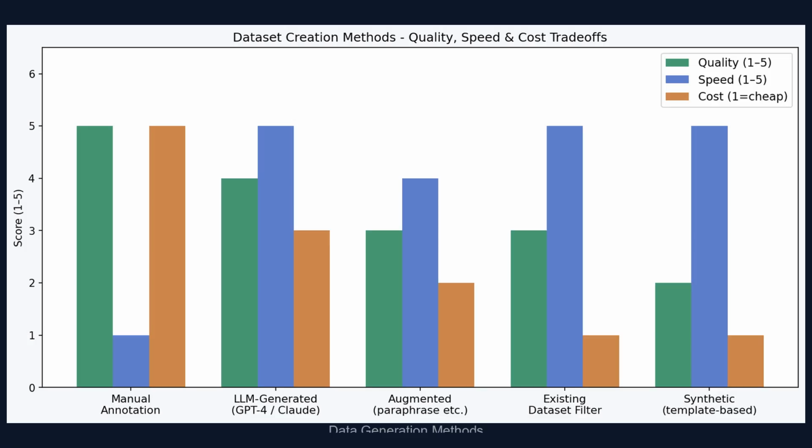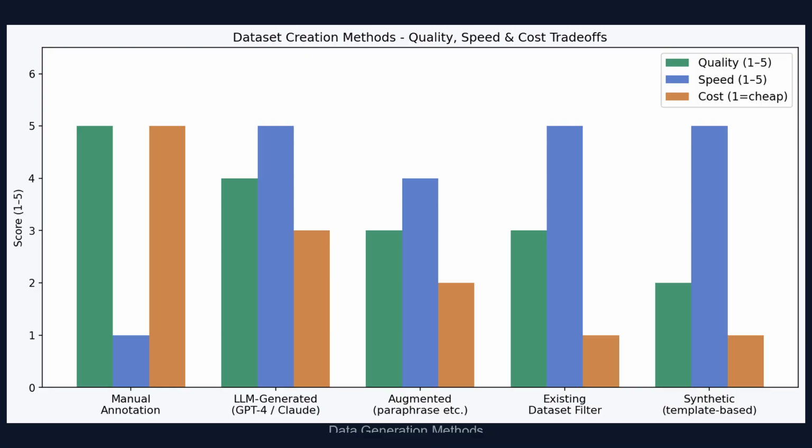This comparison chart scores 5 dataset creation methods across quality, speed, and cost on a 1 to 5 scale. Manual annotation scores highest on quality but lowest on speed and cost. It's thorough but expensive in time. LLM-generated data using models like GPT-4 scores well on both quality and speed, making it the most practical choice for most projects at this scale.